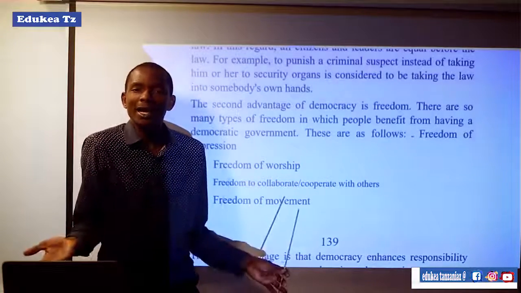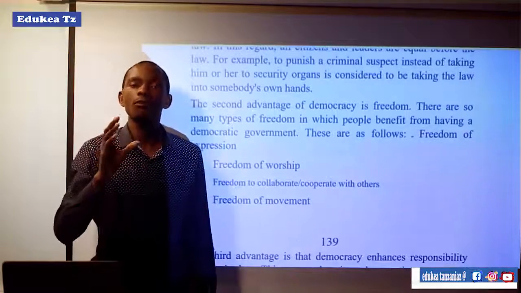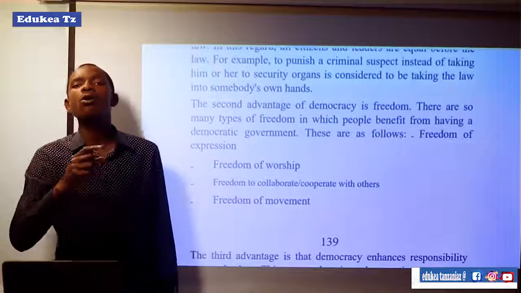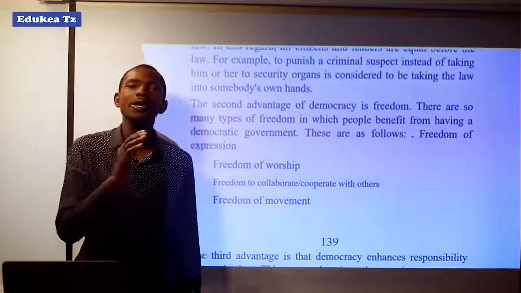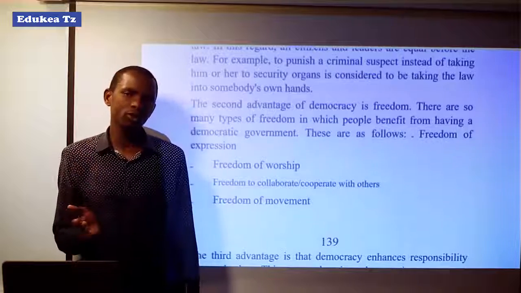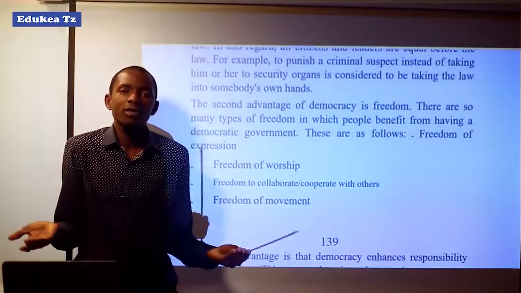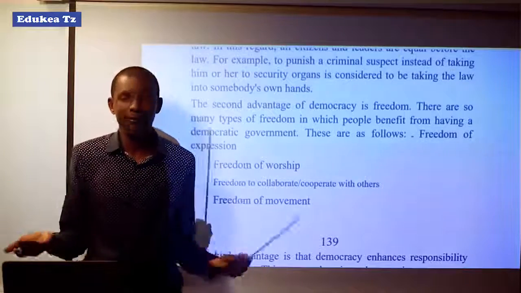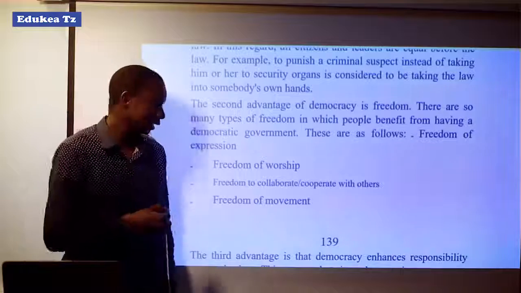You allow it in any democratic government. A democratic government allows the freedom of worship. There is no one who is forced to pray or worship what he or she believes. So you have the freedom to pray and worship what you want, what you believe. So that is another freedom in democratic government.